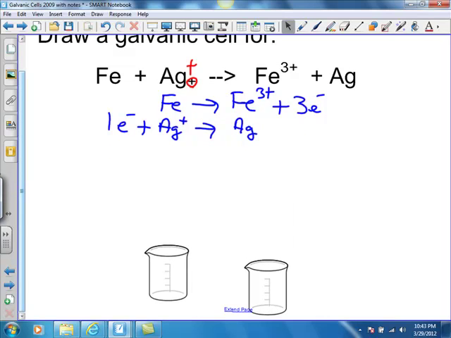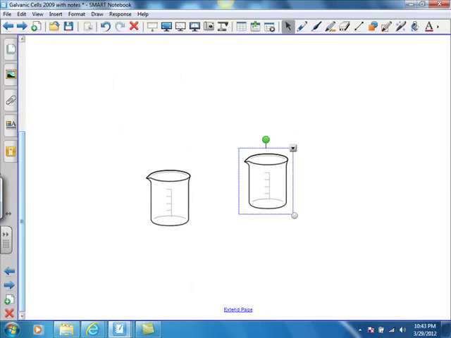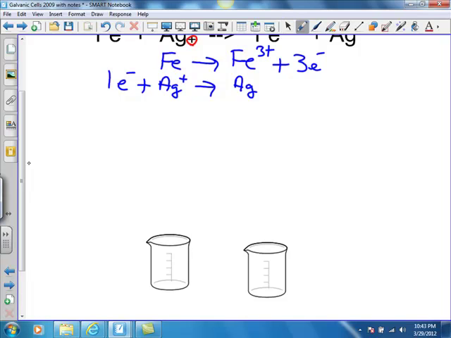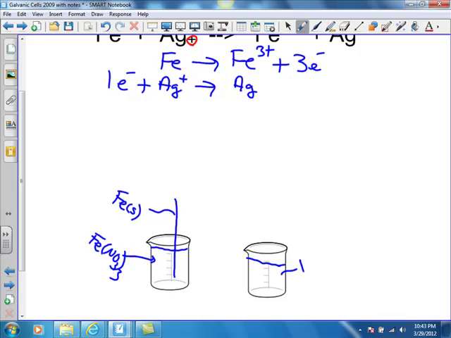So I'm going to move these beakers down a little bit so I can make my half cells down here. And so what this tells me is, I want a beaker that has some iron solution in it. So we'll call it iron nitrate. So I'll put an iron nitrate solution in there. And then I'm going to put a solid piece of iron. So there's one half cell. And then on the other side, I'm going to put a silver nitrate solution in it. And I'm going to put a solid piece of silver in that one.